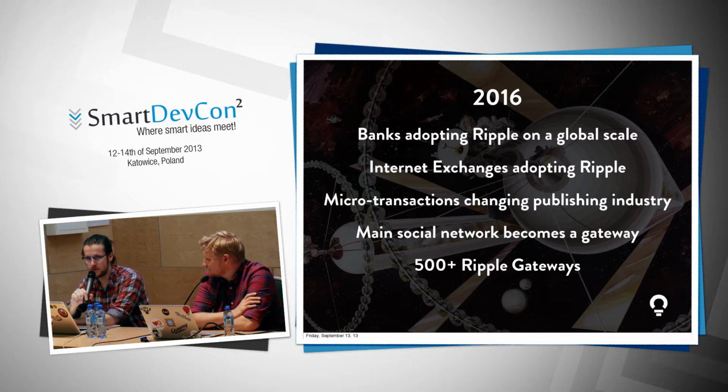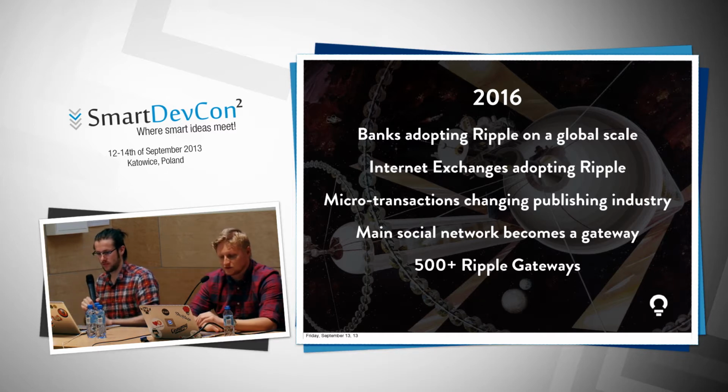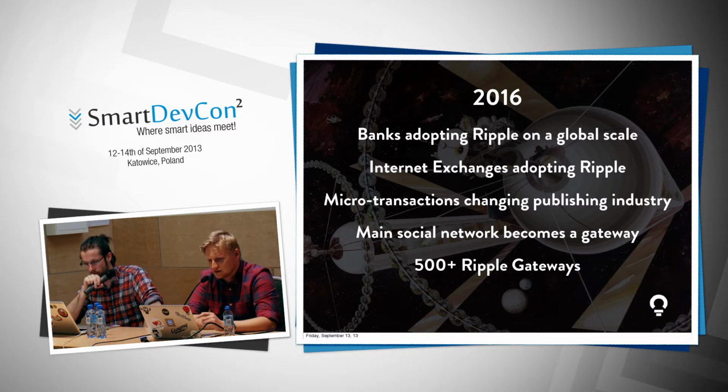It resembles this scheme. I do believe that the idea of one of the major social networks becoming a Ripple gateway, meaning a so-called bank, sounds crazy, but I think it's a pretty probable scenario. 500 plus Ripple gateways. I do believe that will happen. It just grows incrementally. It's crazy. So this happens.